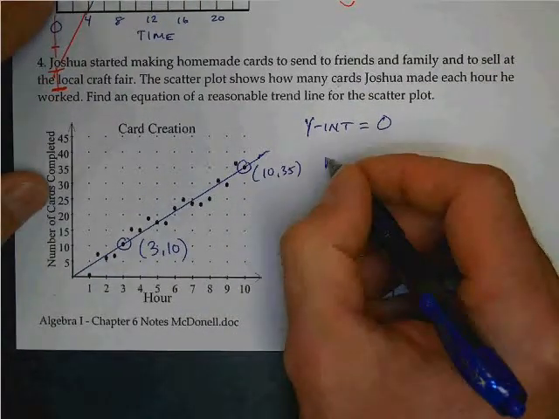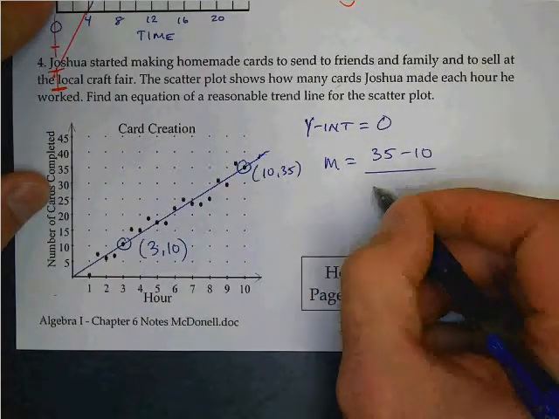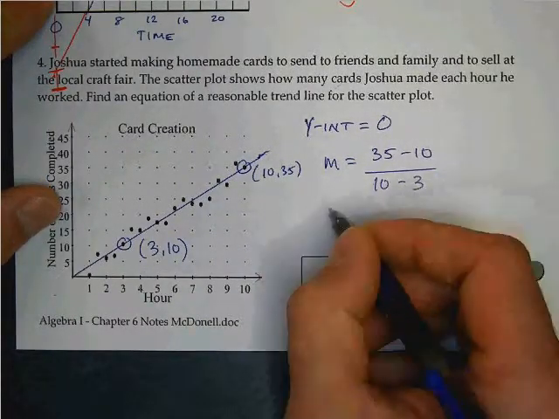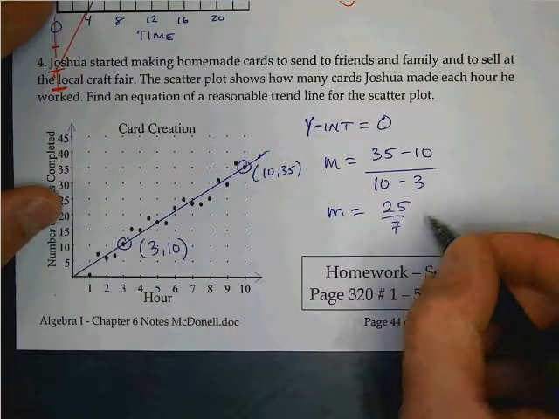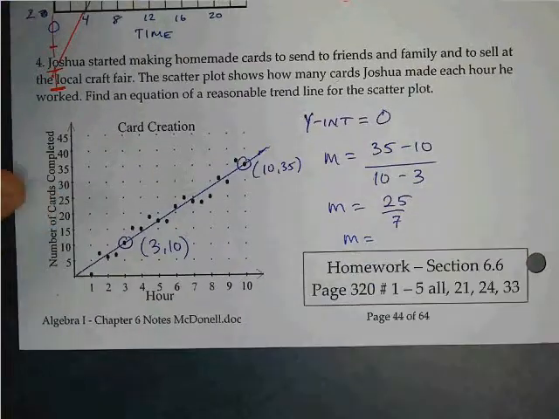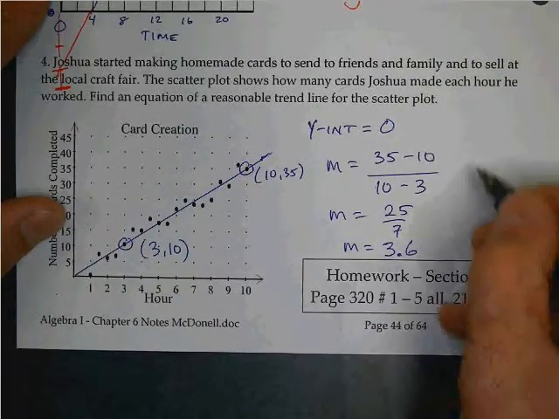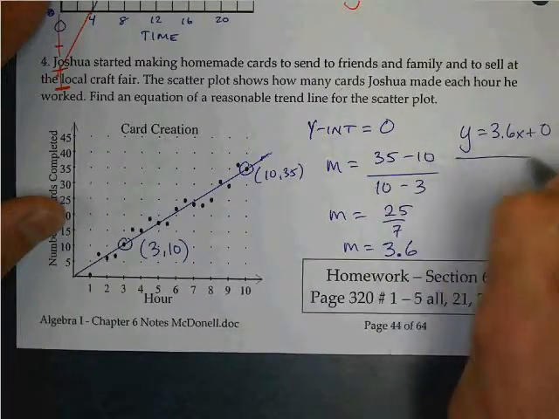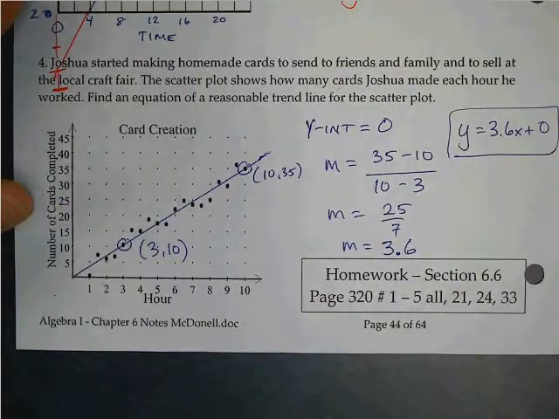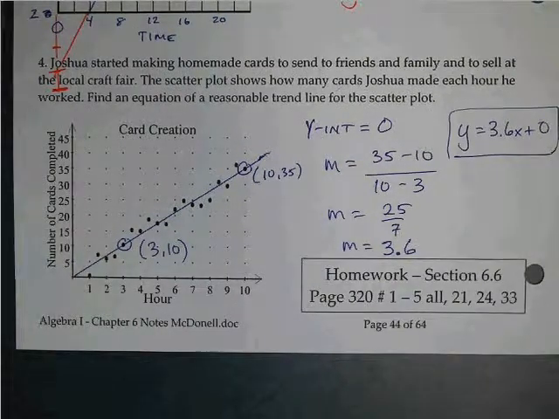So let's find our slope. 35 minus 10 divided by 10 minus 3. That's 25 over 7 as a decimal. I get 3 point something. Can you give me to the nearest tenth, Ashley? 3.6. So my equation is y equals 3.6x plus 0. So these are just examples of how to use information to draw an equation.